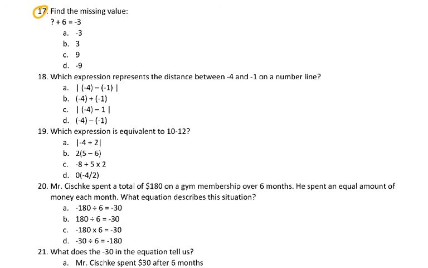17 says find the missing value. That means what can I put in for the question mark to make this true? Well, you can start by just plugging and chugging. You can put all these different answers in and you can check it. So we can just look at negative 3 plus 6. Does that equal negative 3? Nope. Negative 3 plus 6 would be a positive 3. If I put in a 3, that would be a positive number, so it can't be 3. If I put in a 9, that would be a really bigger positive number, so it can't be 9.